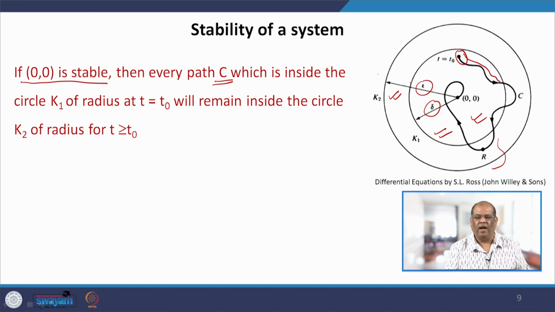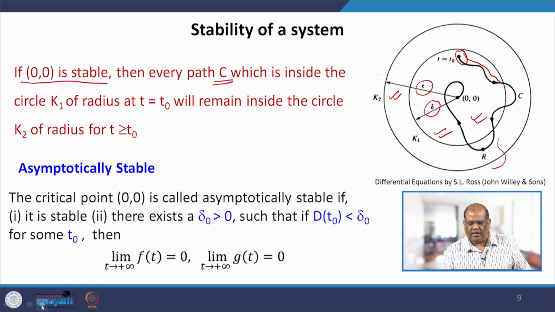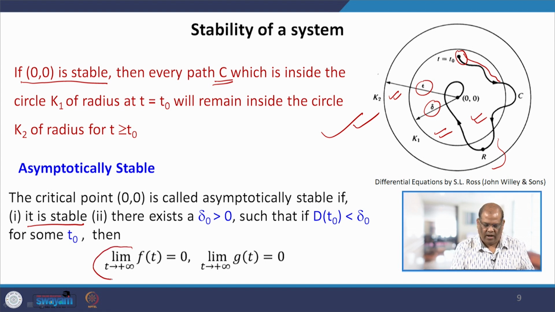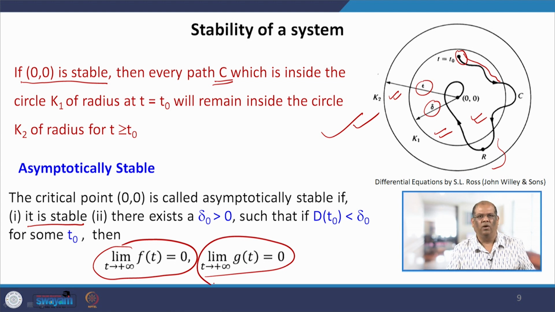Now, what does that mean and how does it differ from the stability of the system? Asymptotically stable is stronger than stability. It means that the system has to be stable, that is, all the properties that are here need to be satisfied, and along with that you must have limit as t tends to plus infinity of f(t) equal to 0 and limit as t tends to plus infinity of g(t) equal to 0. If you recall, this f(t) and g(t) are the parametric equations of the solution of the differential equation.